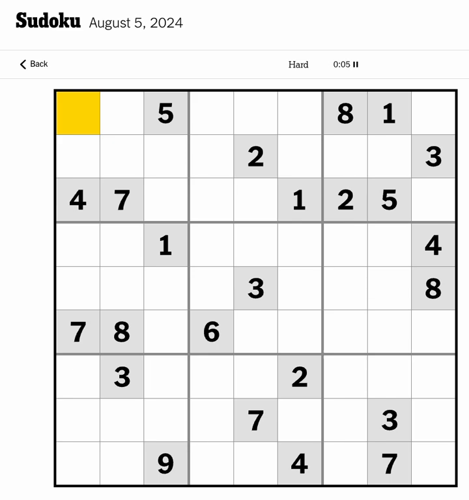Okay, so this is the New York Times Sudoku Card for August 5th, 2024. This is my walkthrough. Let's get it going.